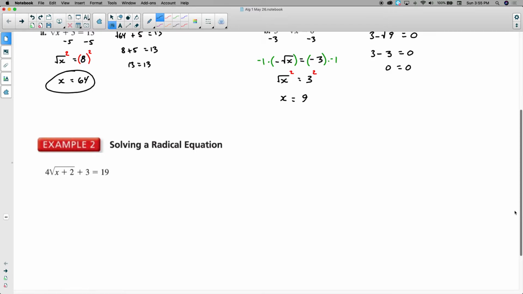And in this case, I'm going to stick with the theme, and that is to isolate the square root piece. So that is all of this. So I'm going to get that component by itself. That's going to require getting rid of the plus 3 and the multiplier of 4.